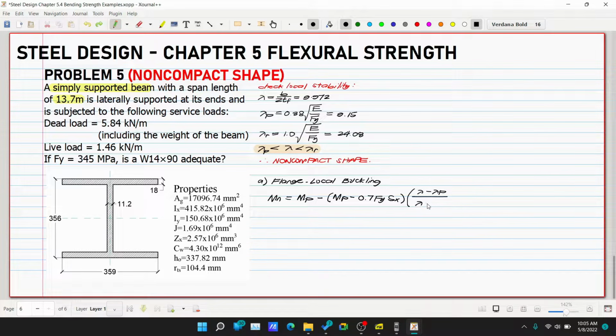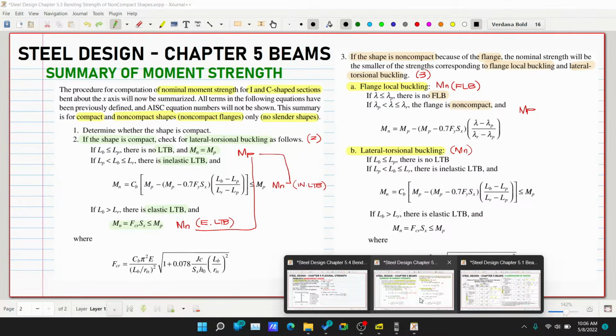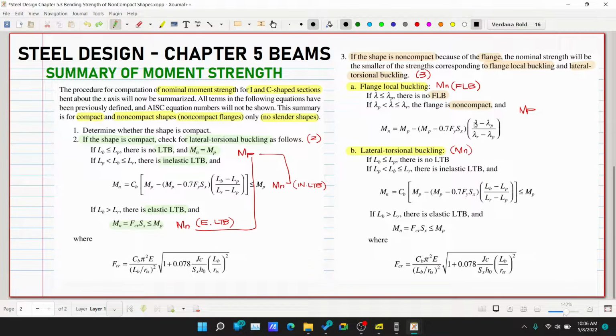Balik na data. Sorry. This is lambda p minus lambda r. Or sorry, it is lambda r minus lambda p, kasi mas malaki yung lambda r. Okay? Ayan. So, check natin.